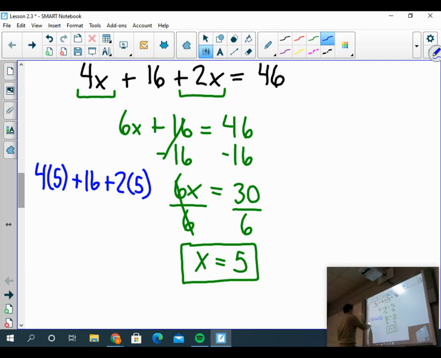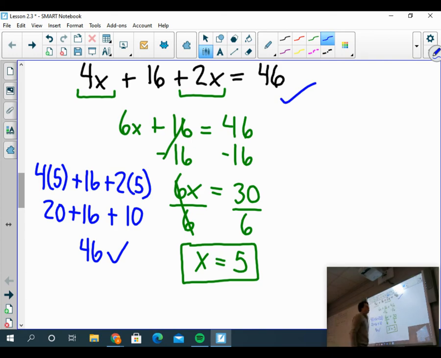4 times 5 is 20, plus 16, plus 2 times 5 is 10. 20 plus 16 plus 10 will give you 46. Those line up, so the equation is true, and we know our solution is correct.